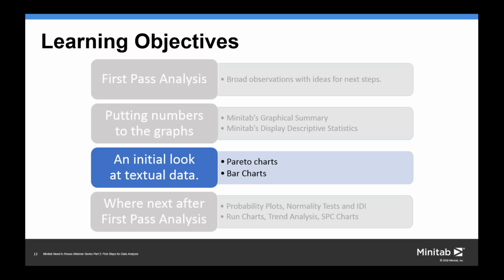So now we're going to have a little look at some ideas for taking a quick look at textual data. That's where histograms and time series plots can't be used because it's not numerical data, but you might have a situation where your process output is in textual form or categorical form, and you might want to analyze that quickly too.